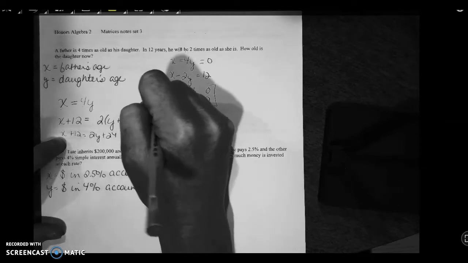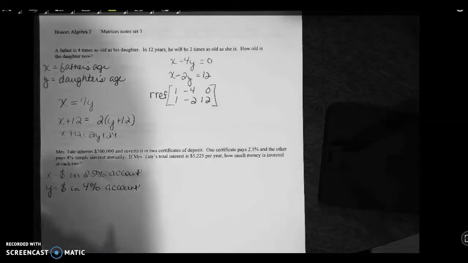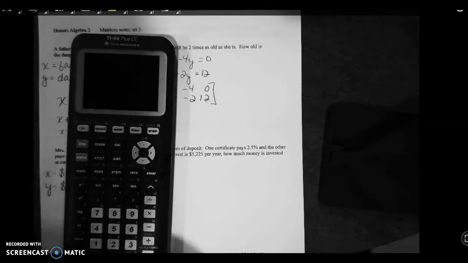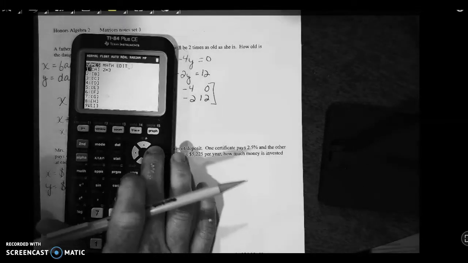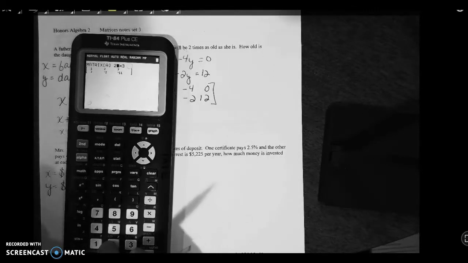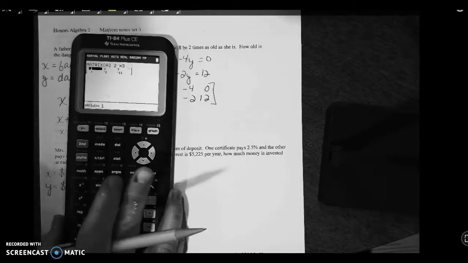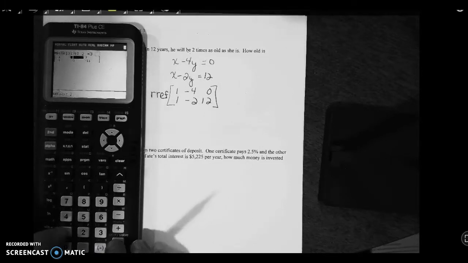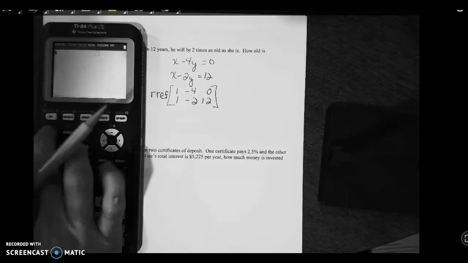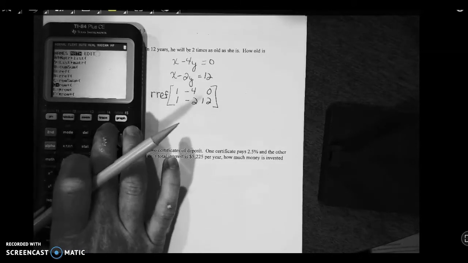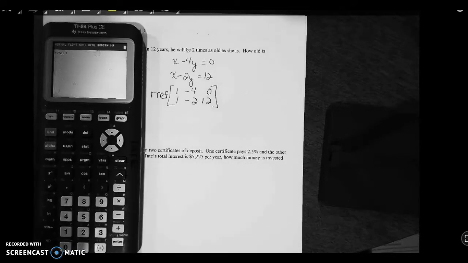And here's my work. I'm going to be taking RREF of that matrix. So let me come to my calculator. I hope it doesn't die on me as we're doing this. Second matrix over to edit. It's a 2 by 3. And I just enter the coefficients. Go back to my home screen. Second matrix over to math. Choose RREF and matrix A.